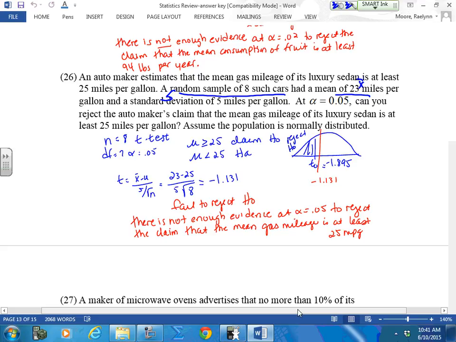Using your T-table, guys, is probably the best to do for this because it gives you a one-tailed versus a two-tailed. You don't have to divide anything by 2 like you would in your inverse norm. It gives you everything there. You can find your critical value. Your critical values on your table 5, remember, are all positives. And if it's on the left-hand side, you make it a negative.